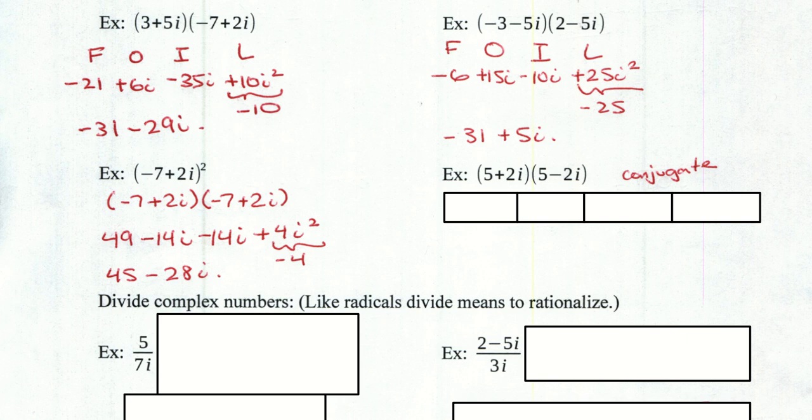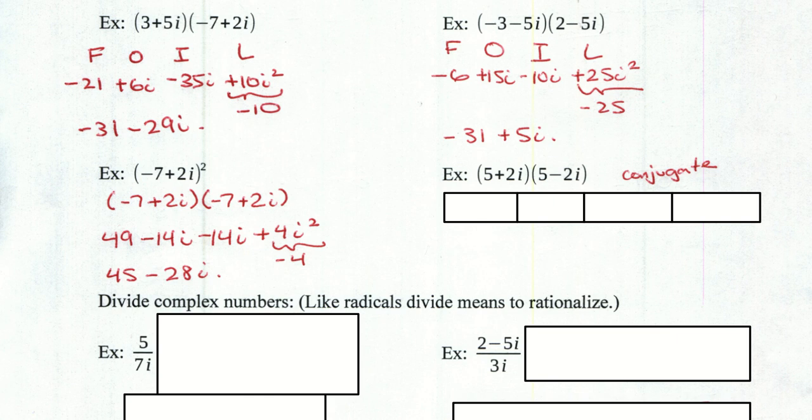There's only one sign changed from one to the other. They're not opposites, right? This is not an opposite. We didn't change the sign on 5. They're positive in both cases. This is the conjugate. And the conjugate is powerful. It's powerful because it gets rid of i. So if you're thinking to yourself, yeah, I remember doing this with radicals, now might be a good time to remind yourself that i is a radical. It's the square root of negative 1.